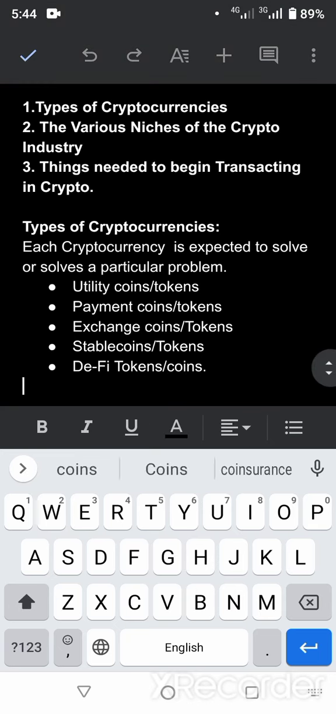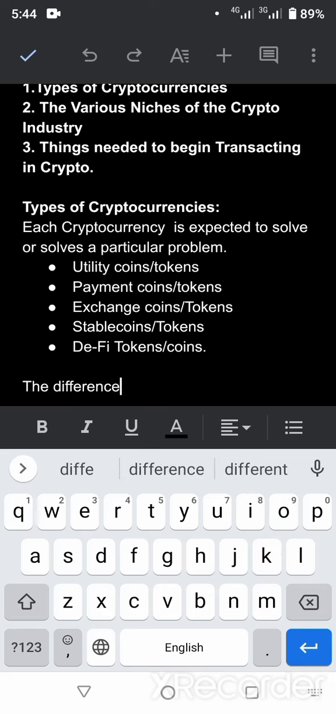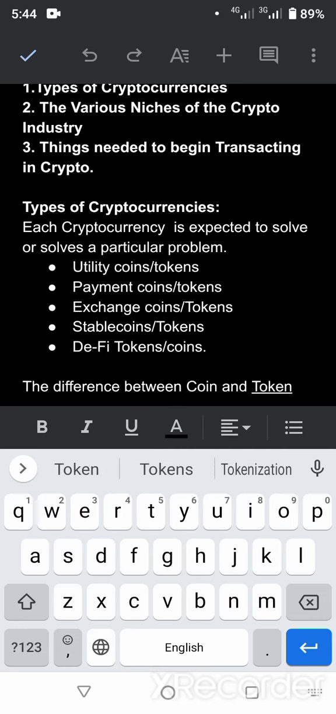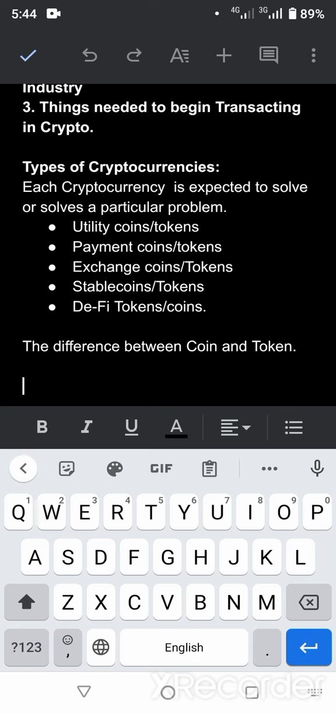Now, you might be wondering why tokens. Let me state it before we go further into this video, because there is a difference between coin and token. All right. Now, coins are the native means of exchange of a particular blockchain.